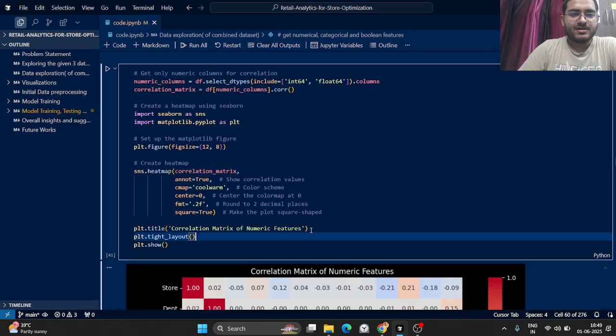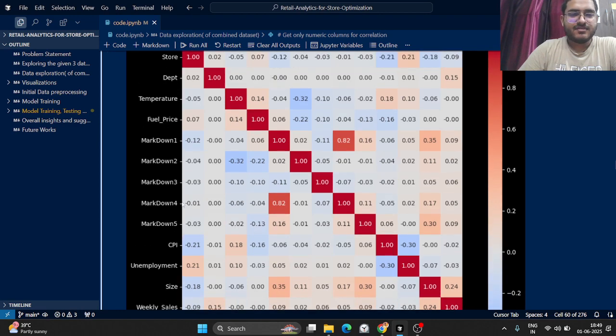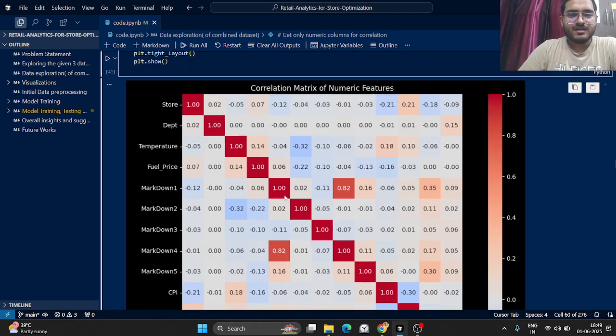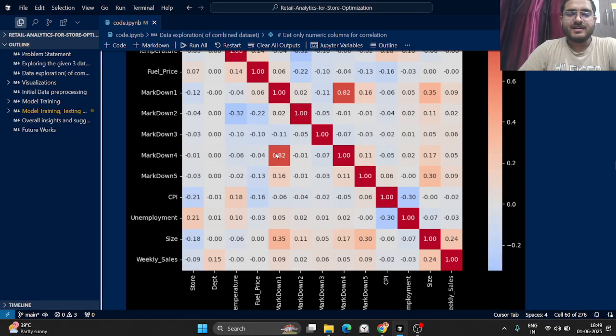After that, I plotted the heat map for the correlation matrix. Here we can see that markdown 4 and markdown 1 are highly correlated. It went as high as 0.82. So if we're solving that, we need to drop at least one of them to avoid the problem of multicollinearity.